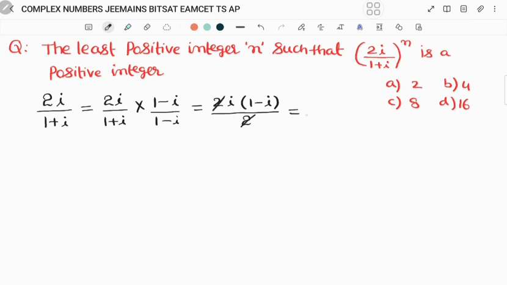That is equal to i(1 minus i). So that is 2i/(1+i). So here also we can do that, n equal to 2, n equal to 4, like this we can take it. 2i/(1+i) is equal to i(1 minus i). First I am going to check the value for n equal to 2.